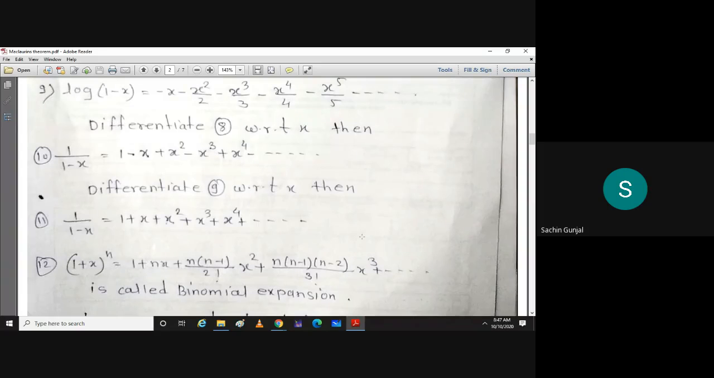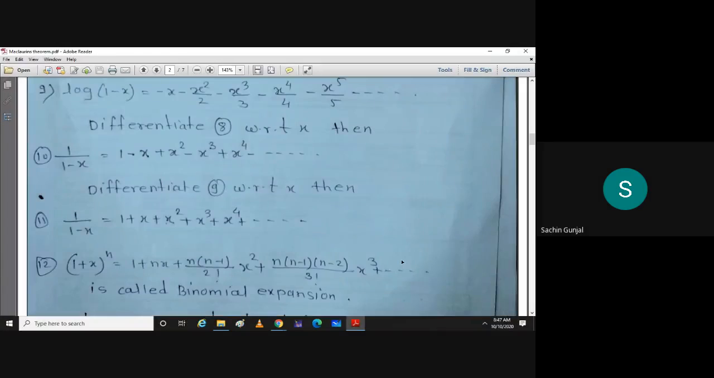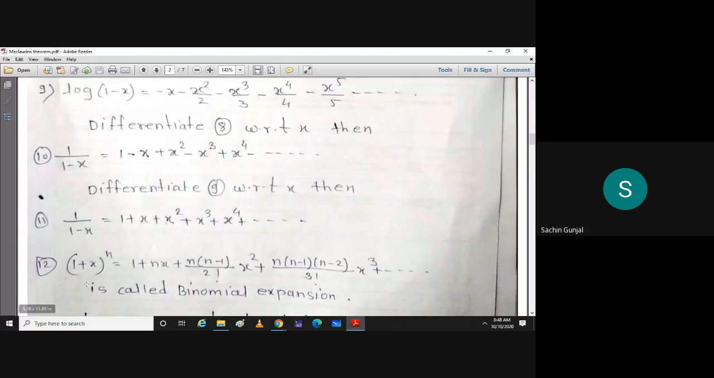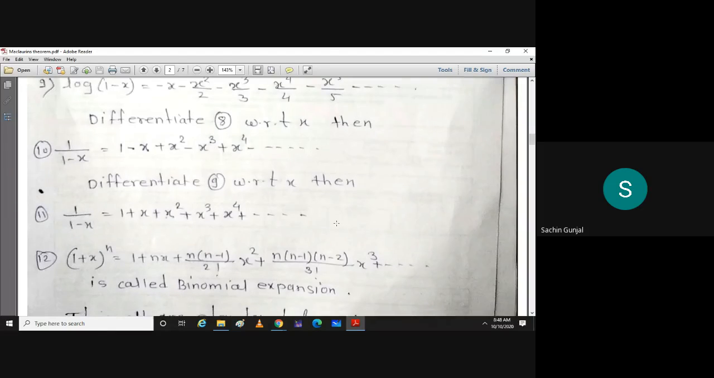And lastly, there is binomial expansion. 1 plus x raised to n is equal to 1 plus nx plus n into n minus 1 upon 2 factorial into x square plus n into n minus 1 into n minus 2 upon 3 factorial x cube and so on. Okay. So this is again useful in some problem. So please note it down.